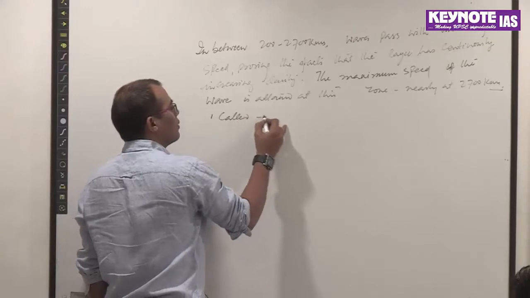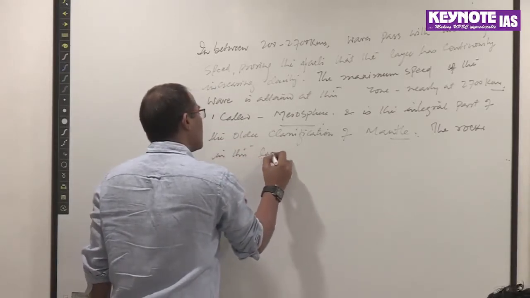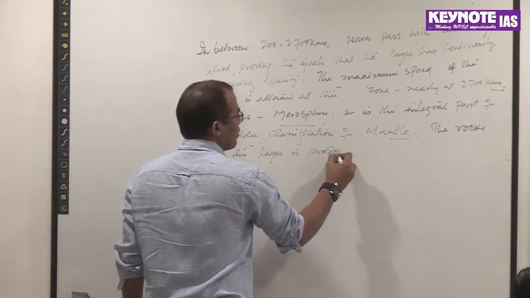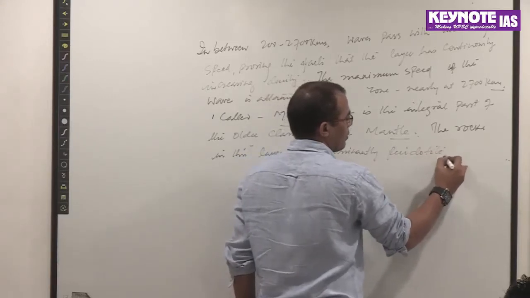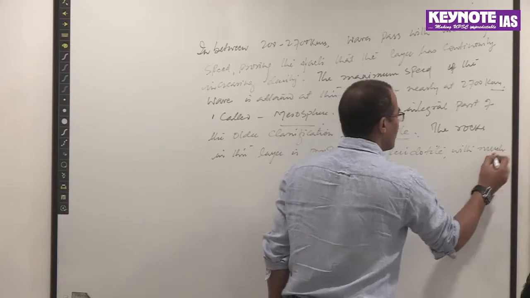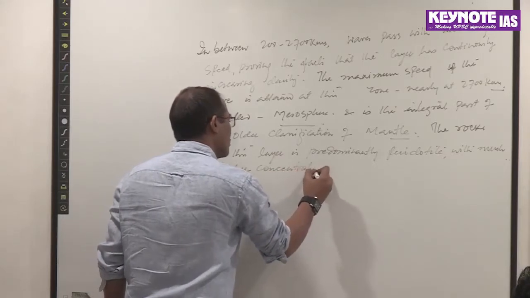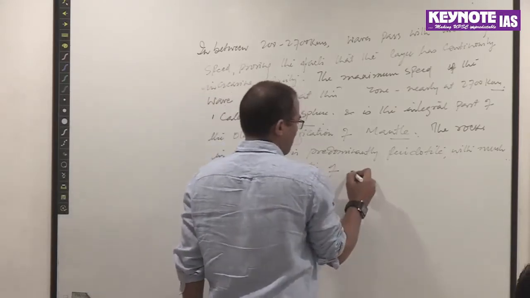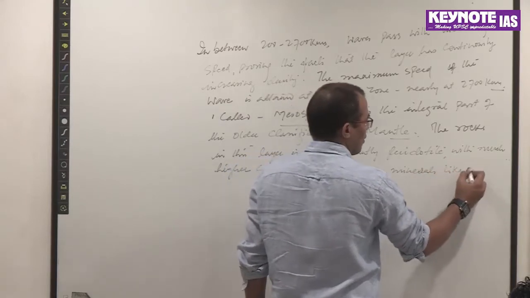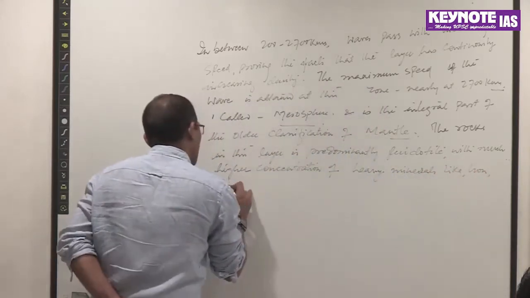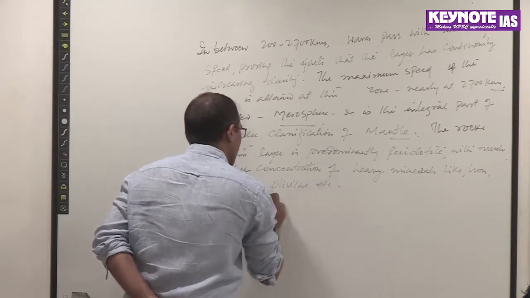This is called the mesosphere. The rocks in this layer is predominantly peridotite with much higher concentration of heavy minerals like iron, pyroxene, olivine, etc.